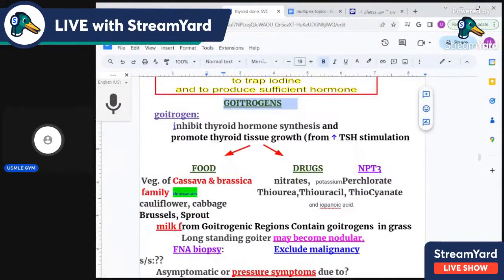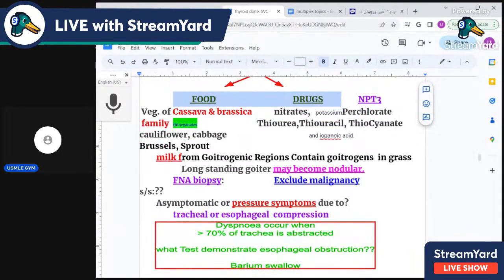Goitrogens are the substances that inhibit thyroid hormone synthesis and promote thyroid tissue growth because of the increased TSH stimulation. The two causes of goitrogen-induced goiter are food or a drug. Which food causes goiters?